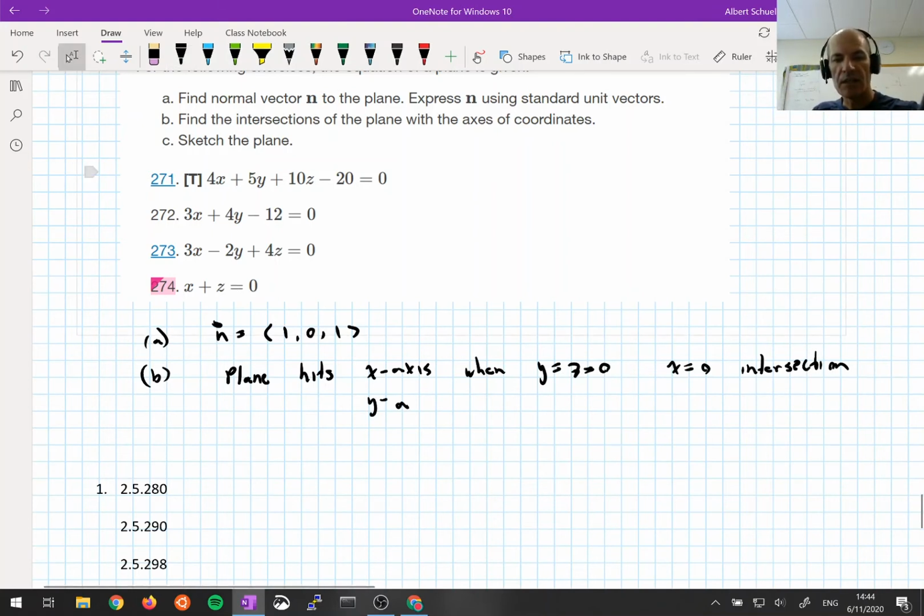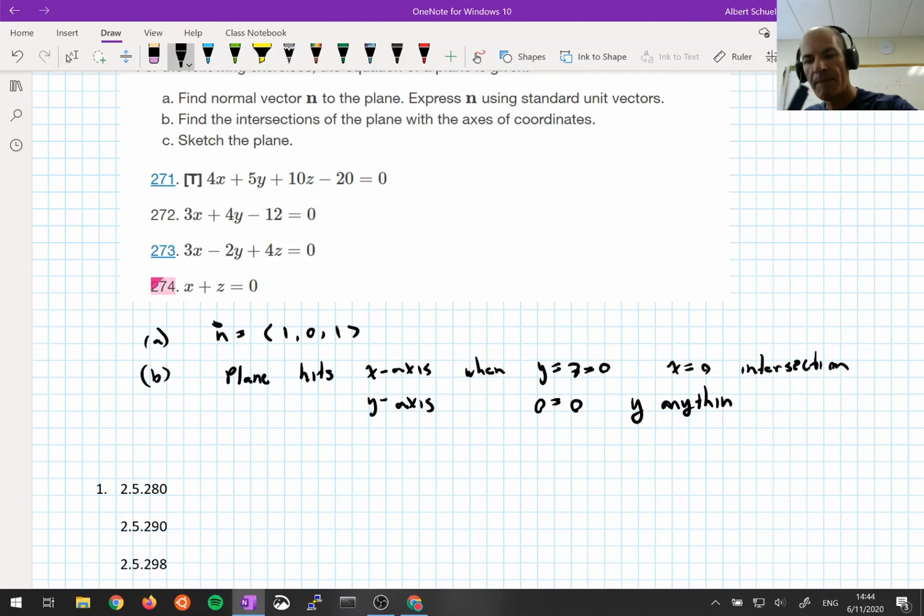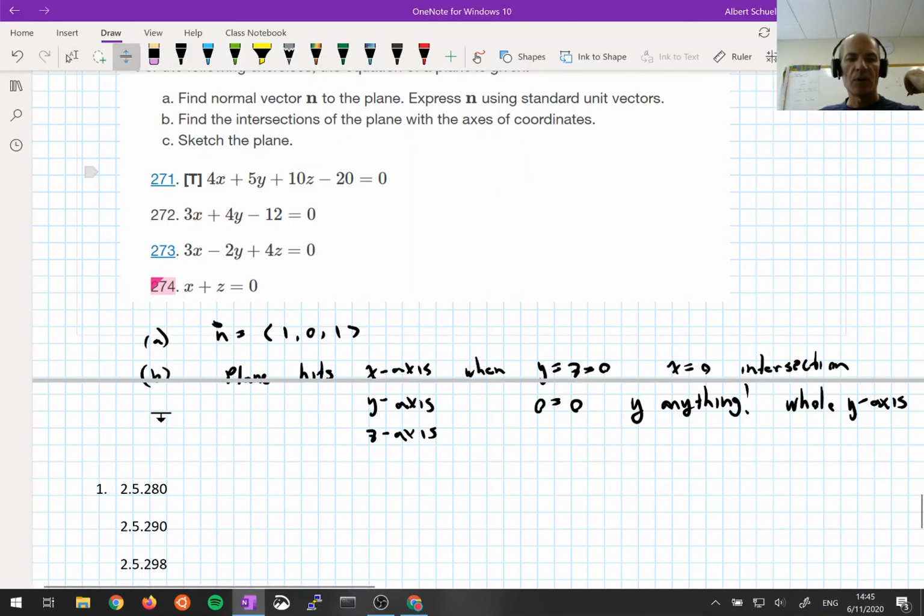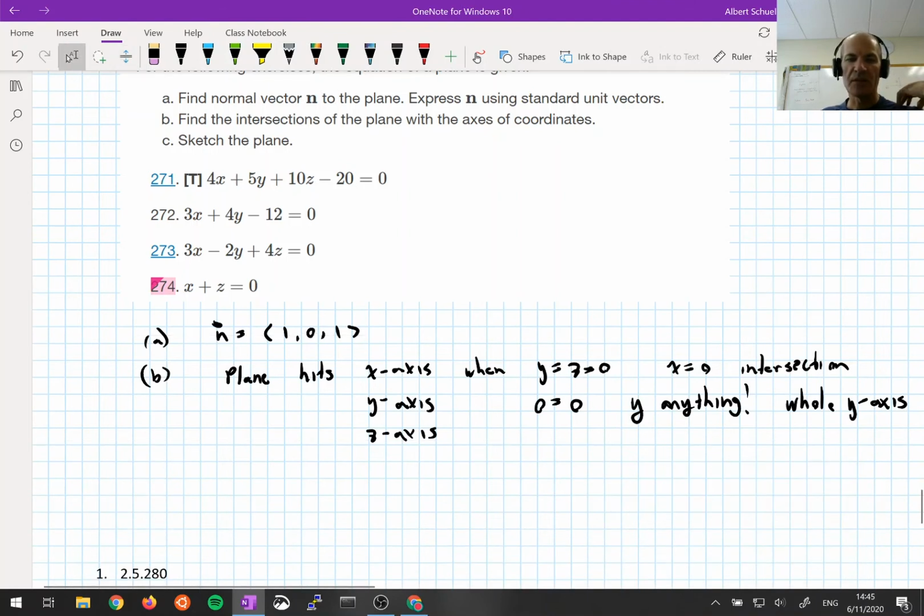What about the y-axis? You guessed it, let's set x and z equal to 0. If we set x and z equal to 0, we get 0 equals 0. So what's the intersection with the y-axis? It turns out y can be anything. So it's the whole y-axis. Cool. What about z? Again, for the z-axis, we want x and y to be 0. We set x equal to 0, y is not present, we get z is equal to 0. And it strikes the z-axis at z equals 0.